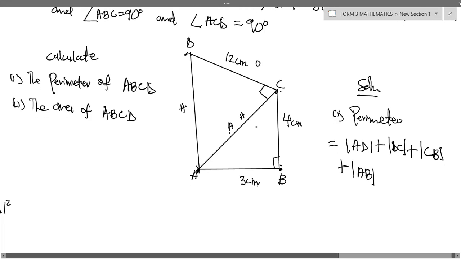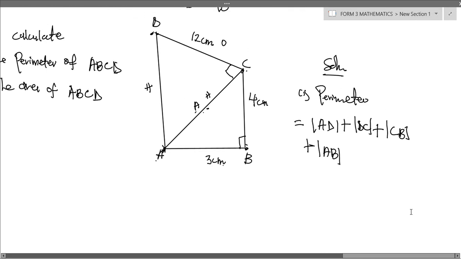But looking at the diagram, we don't know what AD is. Do you get the point? Because there's no value here for us to use. So in order for us to find our perimeter, we first have to find our AD. But how can we find our AD if we've not found this line AC? Because once we get line AC, we can use line AC to find line AD. So what do we do first? We apply Pythagorean theorem to find line AC first.